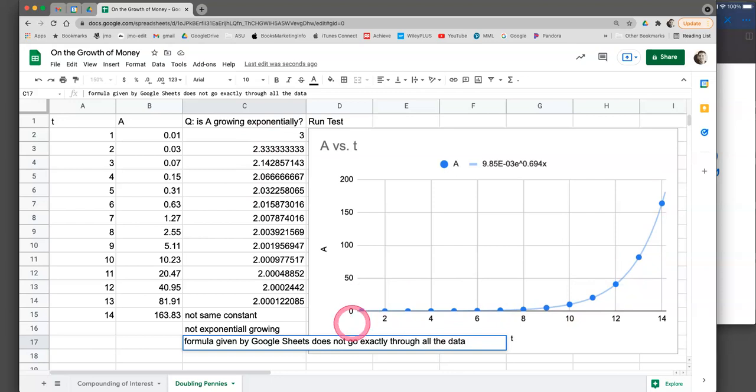Okay, so that is the end of this video. We've seen what happens when data is not exponential, but we can try our best to fit it with an exponential and use that. We will discuss in the next videos how to actually find, if it's possible, a formula for an exponential function that goes exactly through the data.